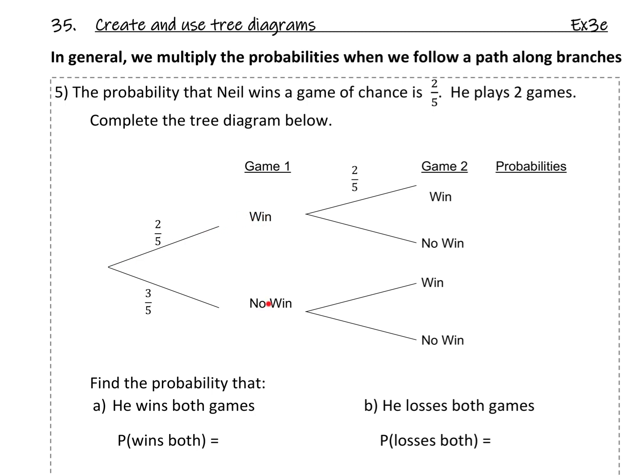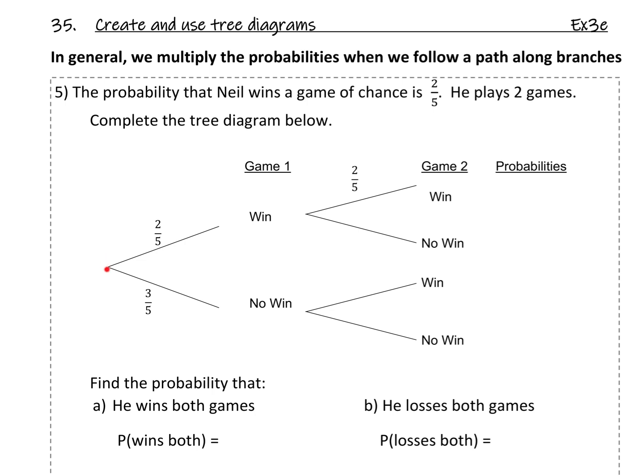And then the probability goes on the branch itself, okay? So the outcome at the end and the probability goes on the branch. So the chances of winning is 2/5, so we put 2/5 on the branch. Then not winning would be 3/5, so it goes there on the branch.